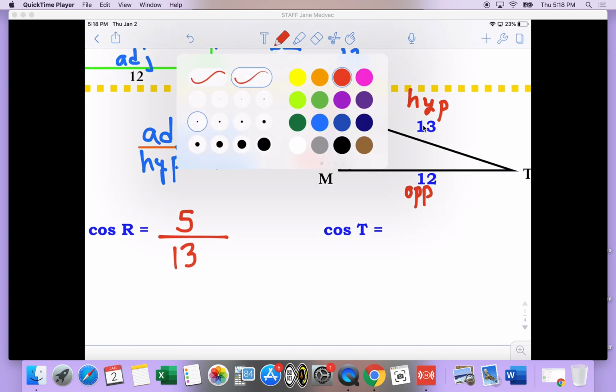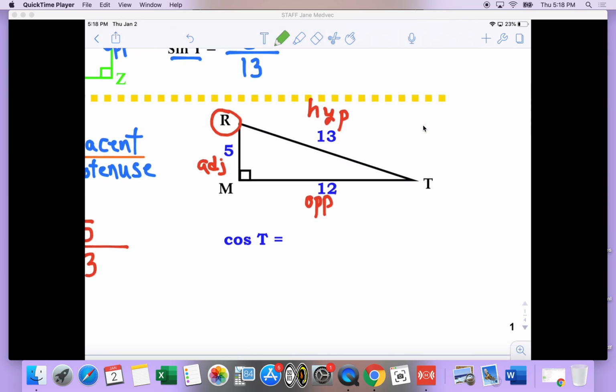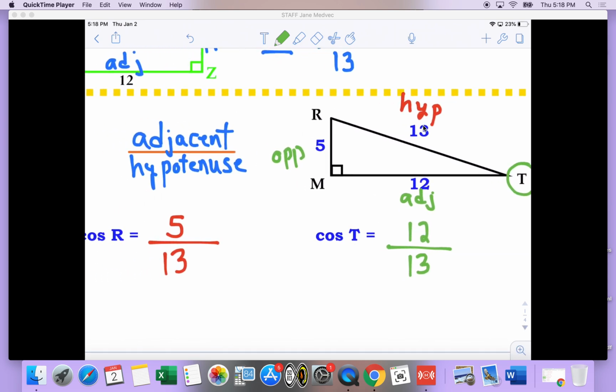If I look at t, that is a different angle here. So of course, I'm going to erase my r, my adjacent, and my opposite, and they now change. So this becomes adjacent, and this becomes the opposite. Notice my hypotenuse itself does not change. And so if I'm looking at cosine t, my adjacent would be 12, and my hypotenuse would be 13. Again, the denominator stays the same because it's the hypotenuse, but the numerator changes depending upon what angle I'm choosing. All right, let's move on.